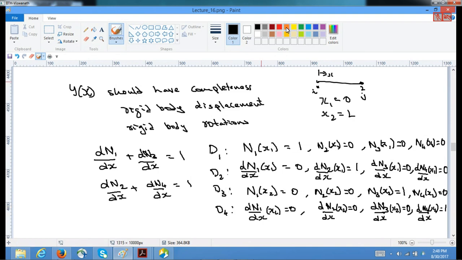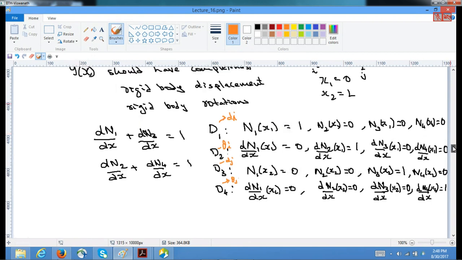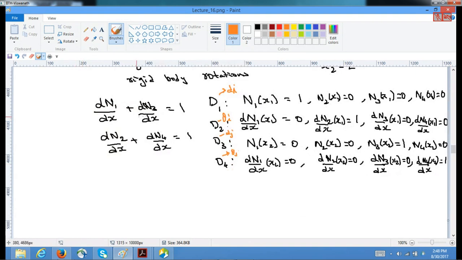Where d is nothing but di, theta i, dj, theta j. Shape functions which satisfy this set of properties are called Hermite shape functions. This is how the shape functions of the bar are quite different from those of a beam. For the beam they are Hermite shape functions, whereas for the bar they are called Lagrange shape functions.